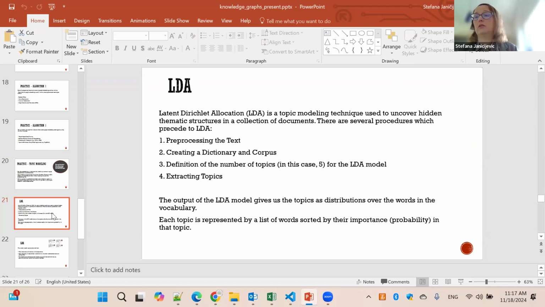My personal favorite are probabilistic algorithms, a whole set of them. One of them is Latent Dirichlet Allocation, a topic modeling technique used to discover hidden thematic structures in a collection of documents. There are several procedures which precede LDA, so four steps: pre-processing the text, creating a dictionary and corpus, definition of the number of topics for the LDA model, and extracting topics.